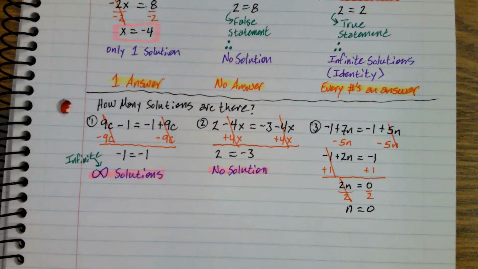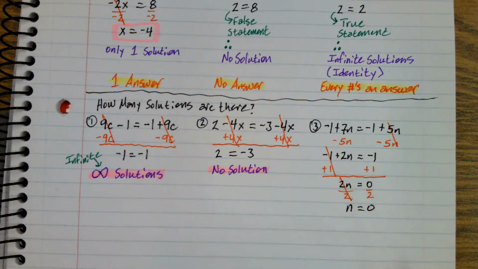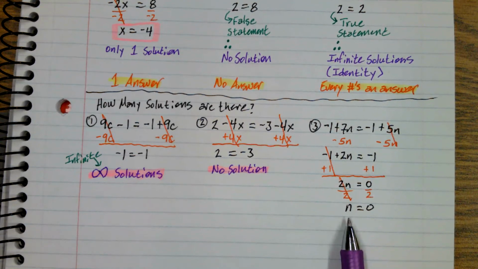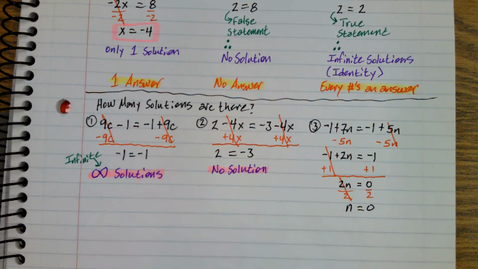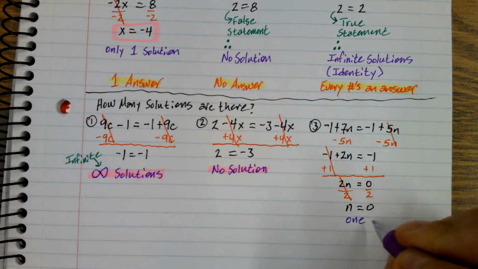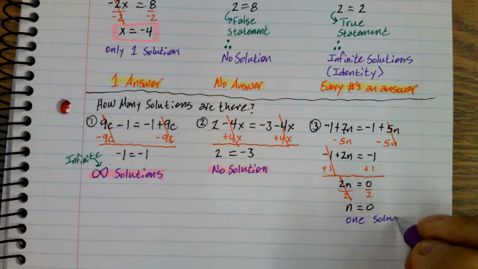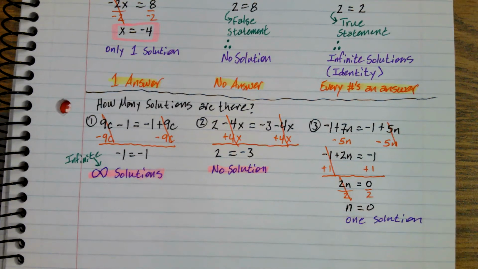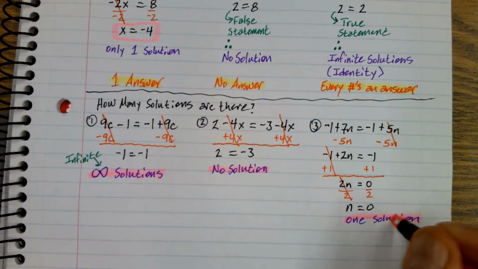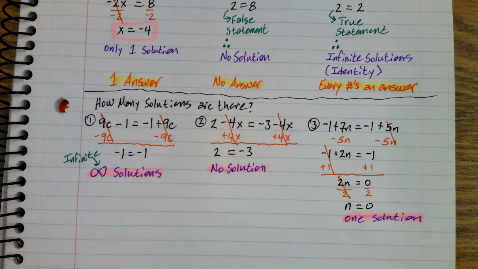What does that mean? How many solutions? Infinite solutions, no solution, or one solution? We got an answer. Anytime you end up with x or n or whatever, the variable equaling something, even 0, it's one solution. So we did end up with one solution. It may be 0, but 0 is a solution, ladies and gentlemen. Okay? Any questions?